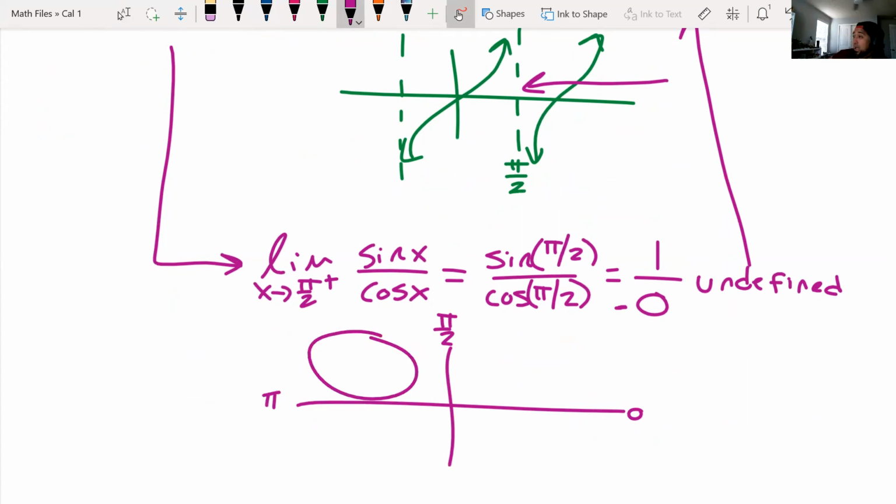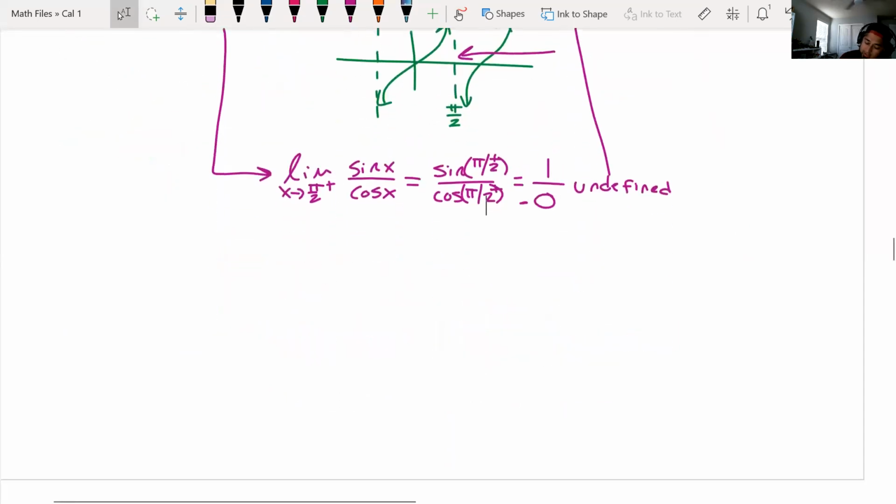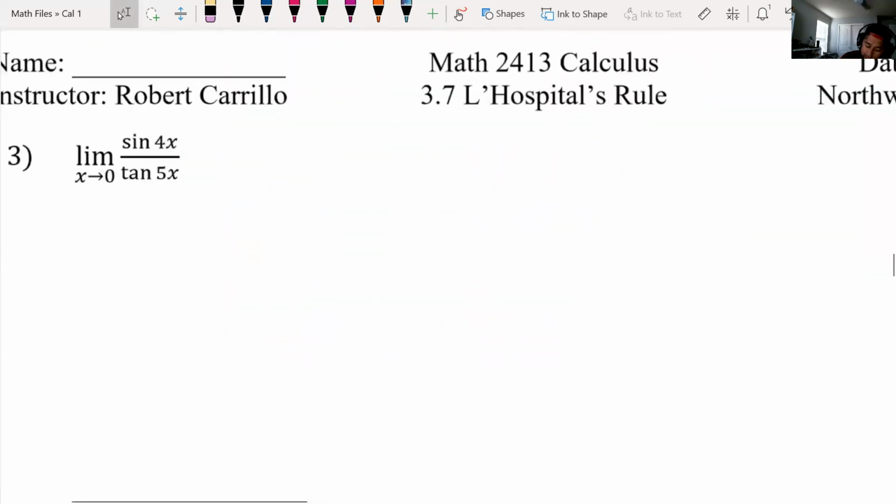And in that quadrant, cosine is what? Positive or negative? Negative. So that's why I put that negative 0 there. And 1 over negative 0 is negative infinity. All right, stuff to think about, right? Keep going.